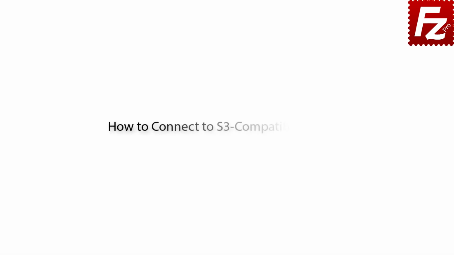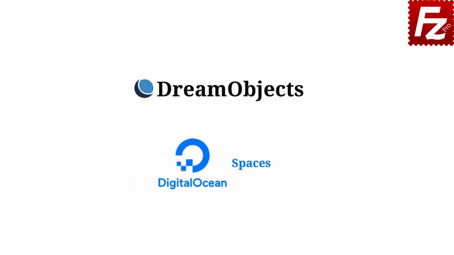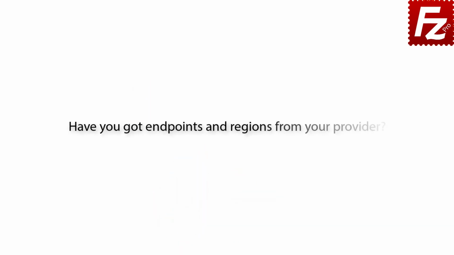In this video, we'll teach you how to connect to S3 compatible cloud environments. In this tutorial, you will learn how to configure FileZilla Pro to connect to non-Amazon S3 storage providers like DreamObjects or DigitalOcean, which we will show you here as a sample configuration. In the video description, you will find a link to a wiki page with the DigitalOcean instructions. Ask your provider for the endpoints and regions. You will need them to configure FileZilla Pro. You need also your access and secret keys.